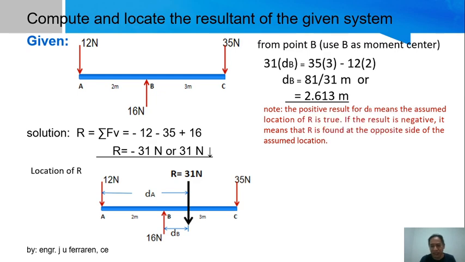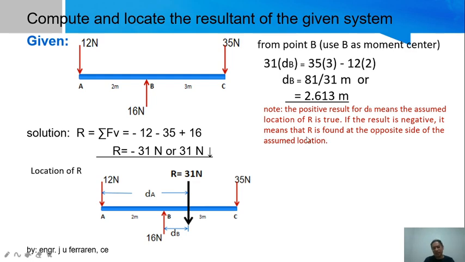So as notation, we have this. The positive result for dB means that the assumed location of R is true. If the result is negative, it means that R is found at the opposite side of the assumed location. So, the possibility can be here if that comes out to be negative.